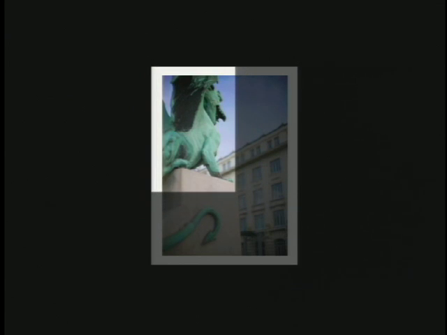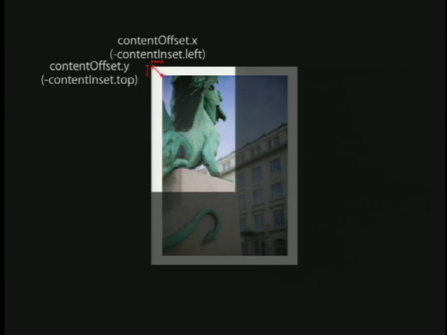If we bring those content insets into the visible area, now the point at the top left of our content visible at the top left of the scroll view's bounds is actually now inside of the scroll view. So if you're using content insets, it's actually valid for there to be negative content offset. And in this case, the content offset would be negative content inset left and negative content inset top.